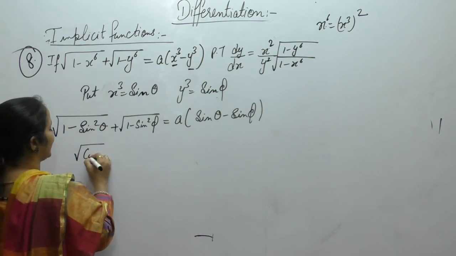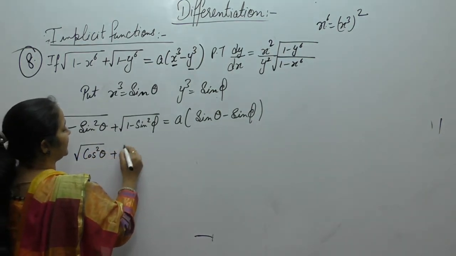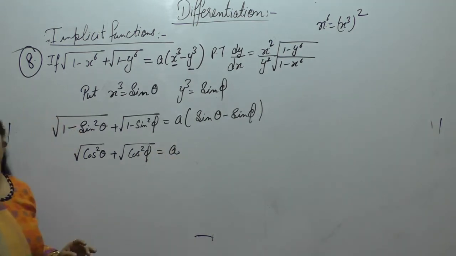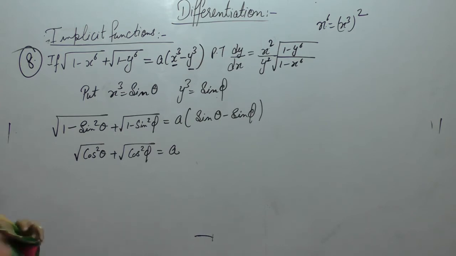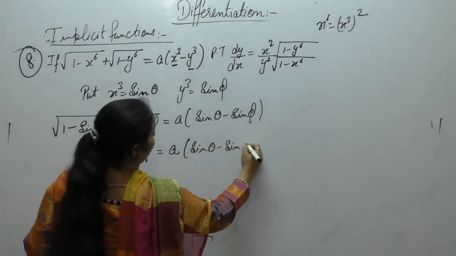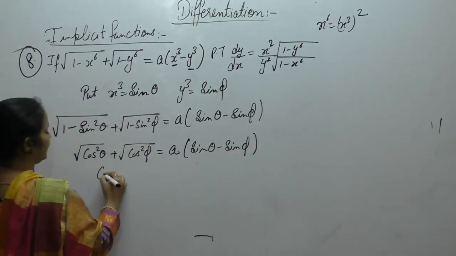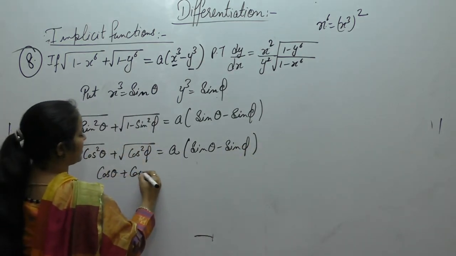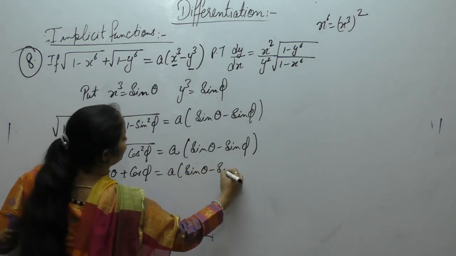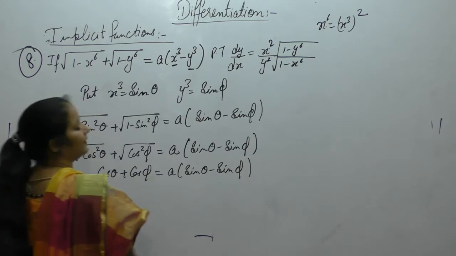So we can write it as square root of cos square theta, square root of cos square phi, into A into sin theta minus sin phi. So it is cos theta plus cos phi, A into sin theta minus sin phi.